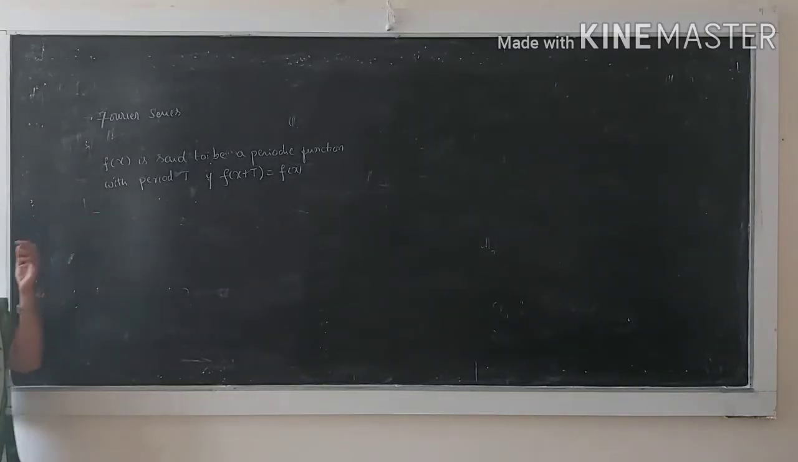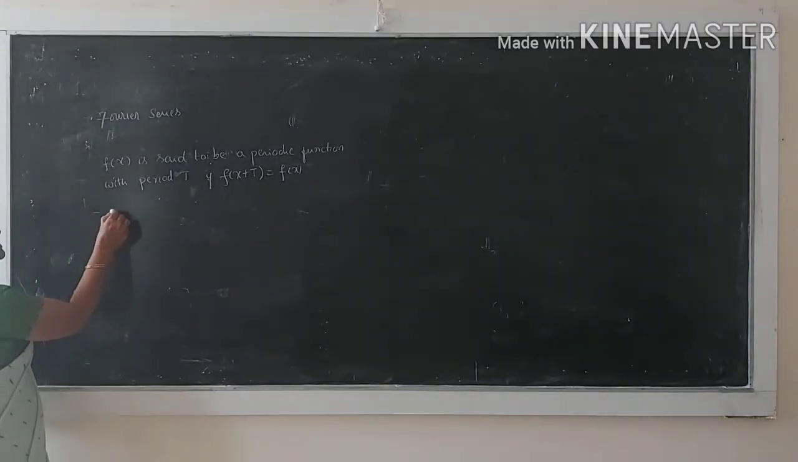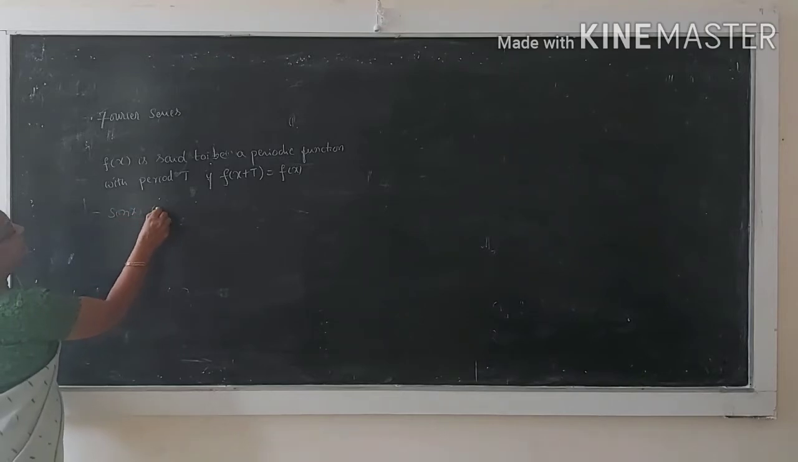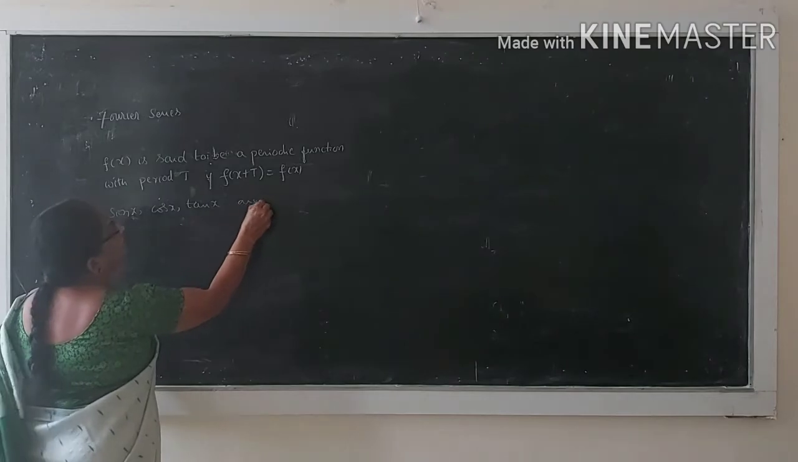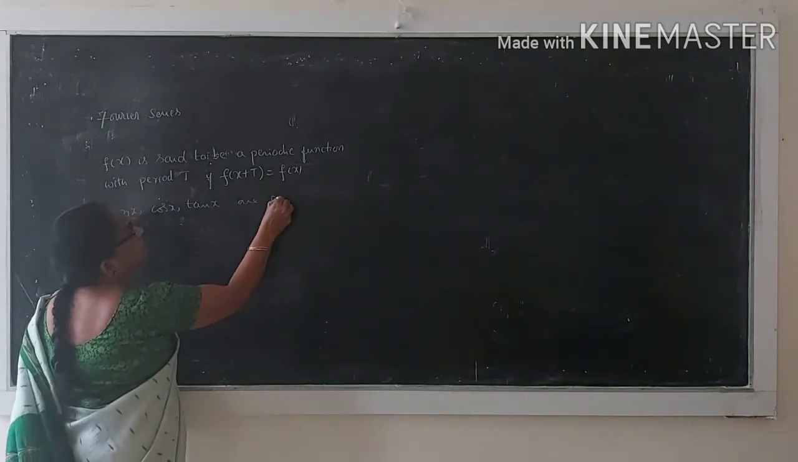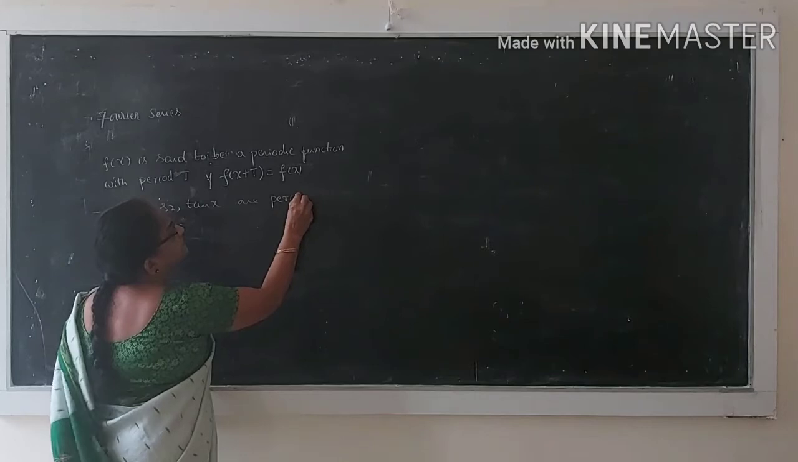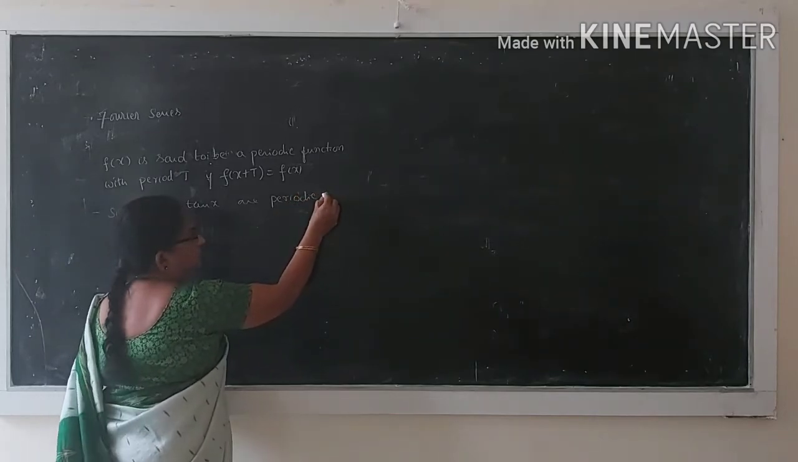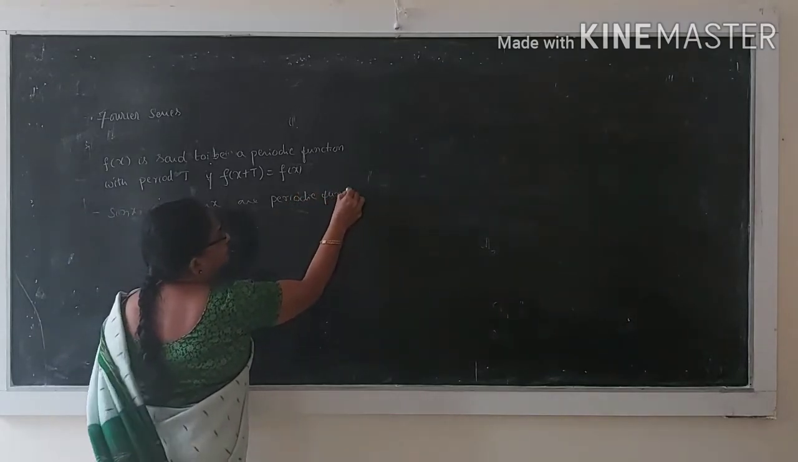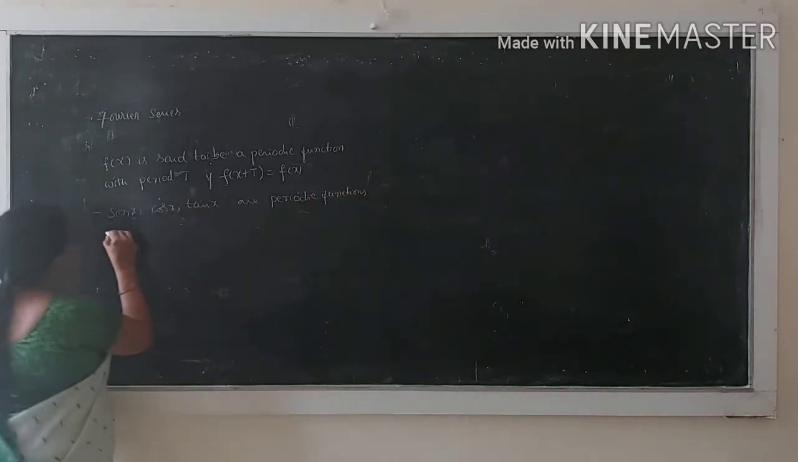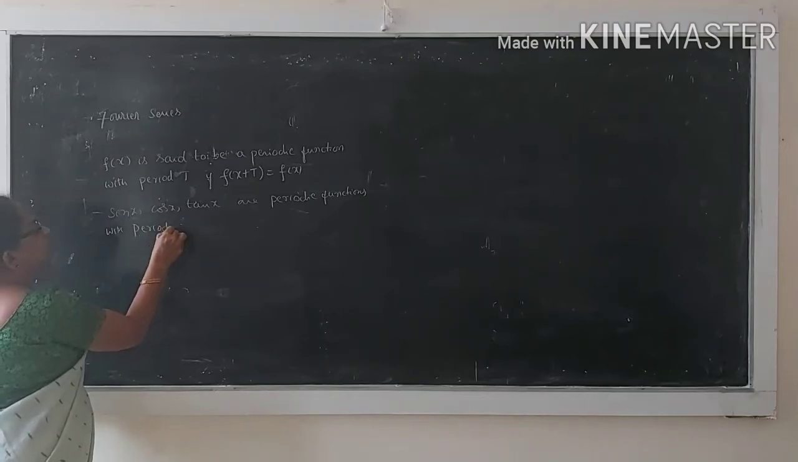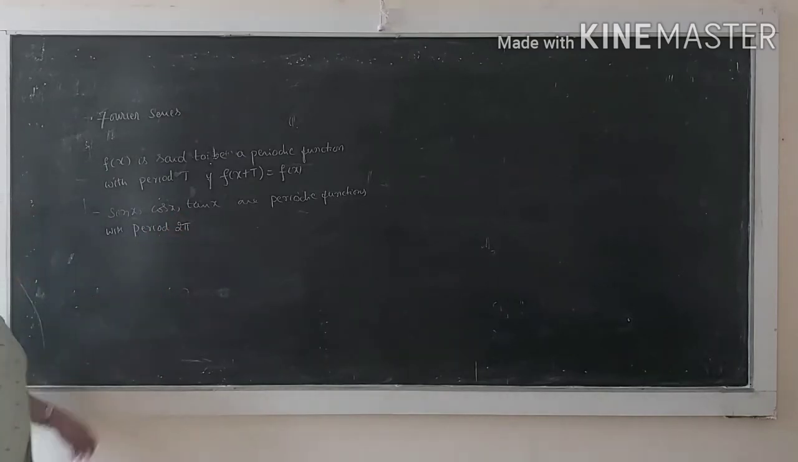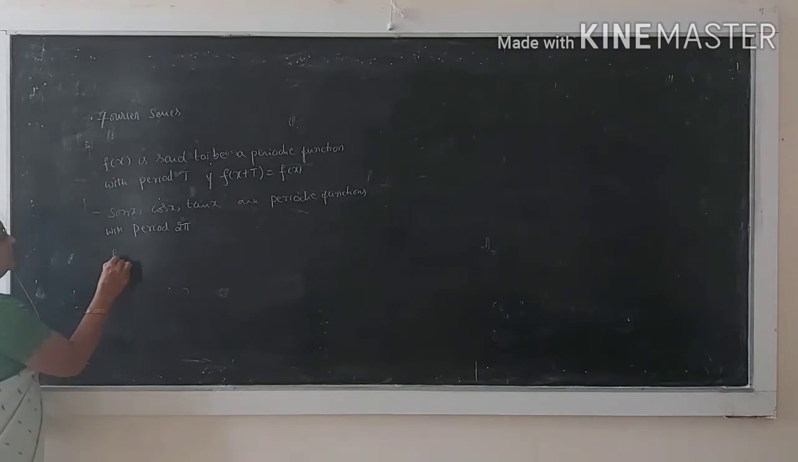The best known examples of periodic functions are sin x, cos x, etc. That is, sin x, cos x, tan x are periodic functions with period 2π.